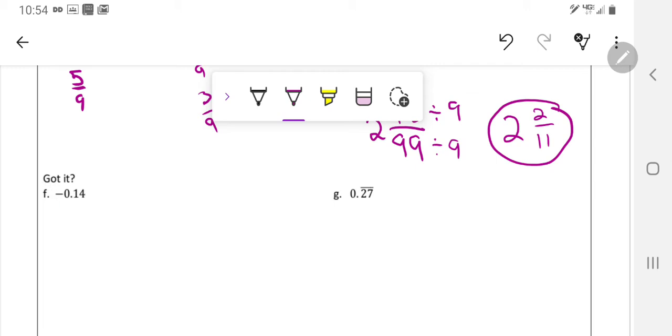Why don't you pause, try them on your own, and then unpause and see if you did them right. So pause, try them, and then check. Okay, if you already did it and you're checking, good.